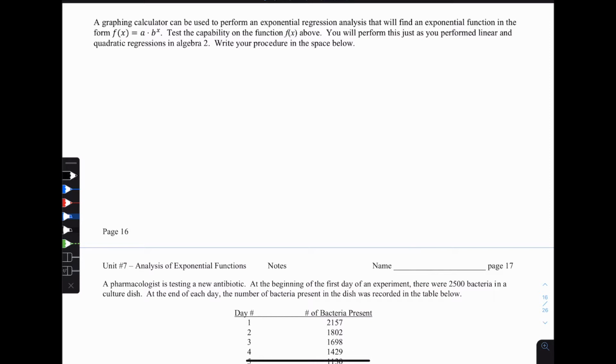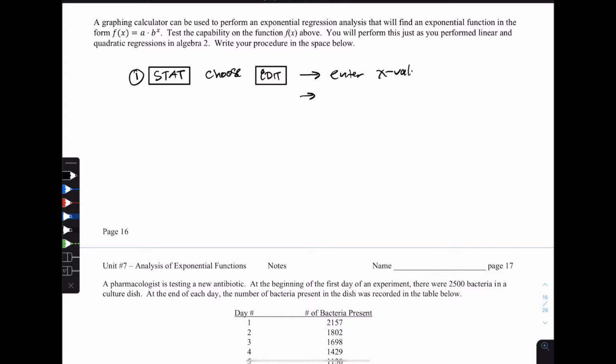So just to review how you do this on your calculator, and I assume you've done this before since you've had Algebra 2, you're going to hit the Stat button, and then you're going to choose Edit, and then you're going to enter values, specifically X values into L1, and enter Y values into L2.